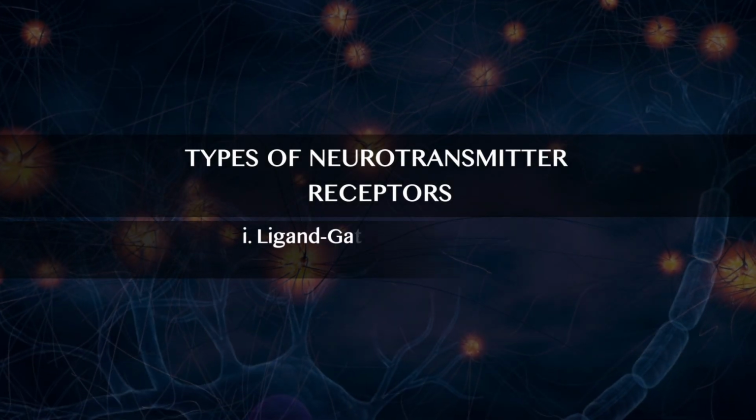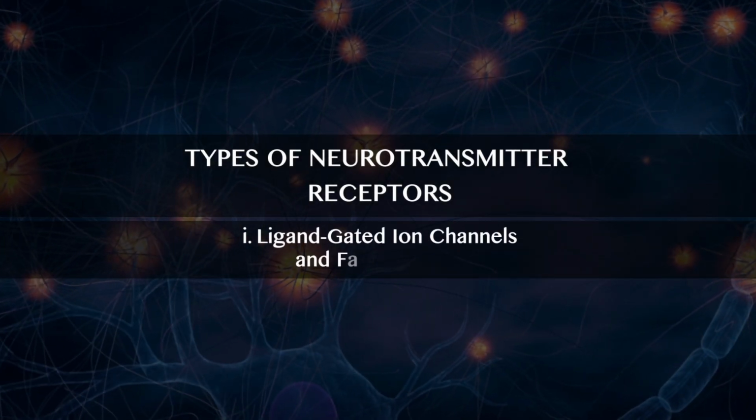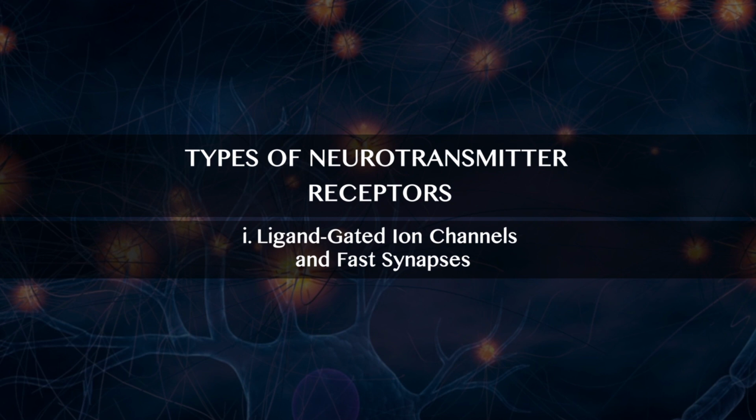The neurotransmitter receptors on the postsynaptic membrane are broadly of 2 classes, that is ligand-gated ion channels and G-protein coupled receptors. Although the synapses containing either type of the receptor can be excitatory or inhibitory, the 2 classes of receptors vary greatly in their speed of response. First, let us take up the ligand-gated ion channels and fast synapses.